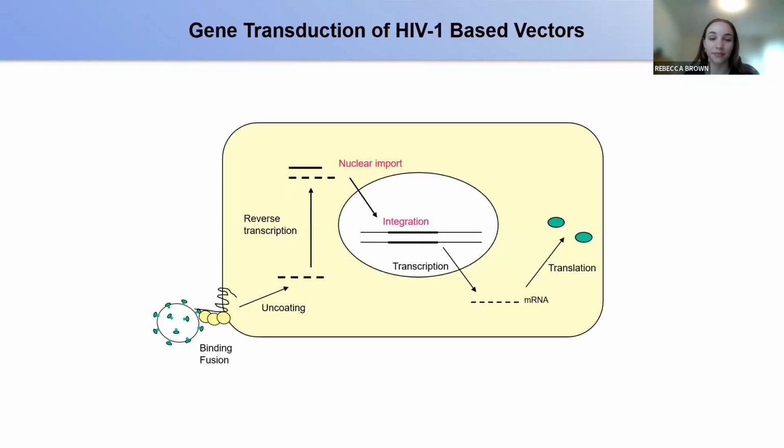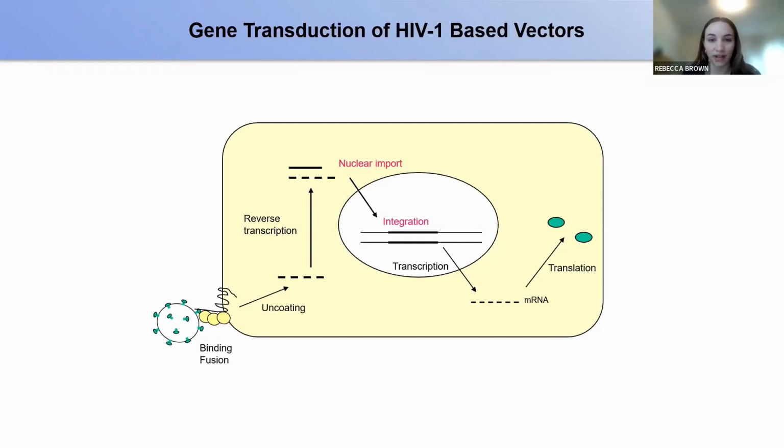Today I'm excited to share my project with you about the development of a B-cell targeting lentiviral vector. First of all, what is a lentiviral vector? A lentiviral vector is a viral vector based off of a lentivirus. There are many different types of lentiviruses, but one of the most commonly known ones is HIV-1. And our particular lentiviral vector is an HIV-1 based vector.